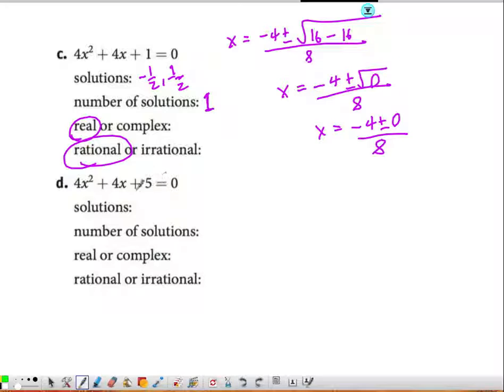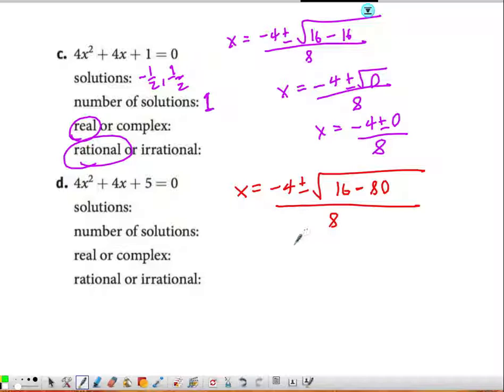Let's do the last one. So again, using the quadratic formula, -4 plus or minus the square root of 16 minus 4ac, so 20 times 4 is 80. I'm just doing this really fast. You can just pause the video if you need to check it. All over 8.